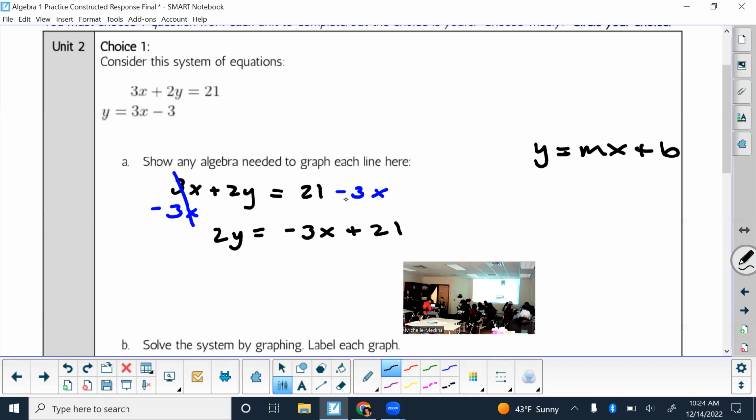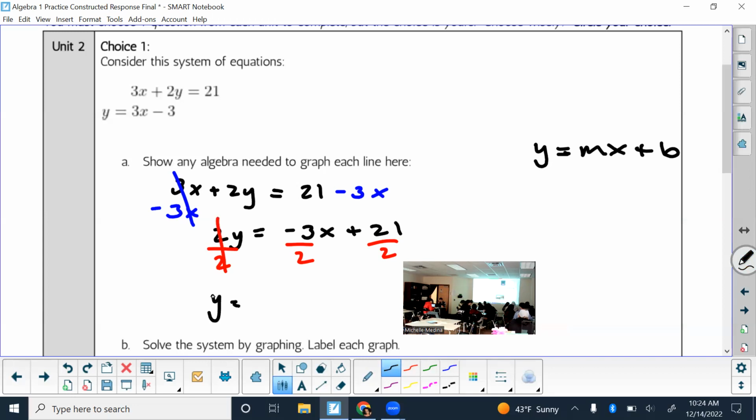The y is still not alone, though. So how do you get it alone? By dividing by 2. And whatever you do on one side, remember to do it to both terms. I write it like that usually so that you remember.